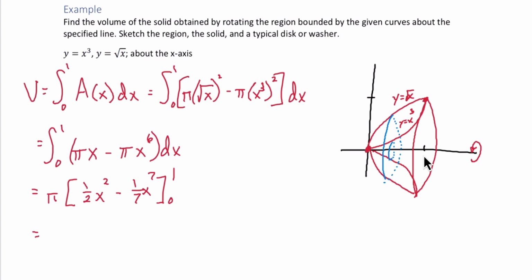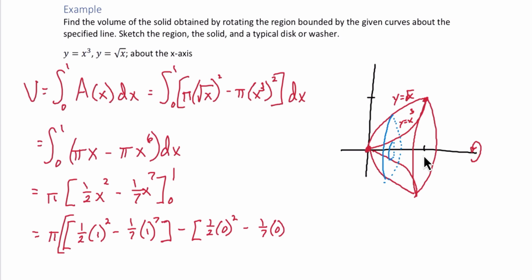Now we'll go through and plug in our upper limit and lower limit. We have pi times 1/2, plug in 1, squared, minus 1/7, plug in 1 to the 7th. And then we also want to subtract, plug in the lower limit. 1/2 times 0 squared minus 1/7 times 0 to the 7th. Simplifying this, we get 5 pi 14ths, which is the volume of the solid.